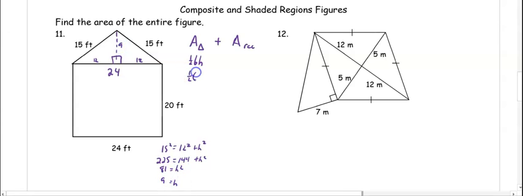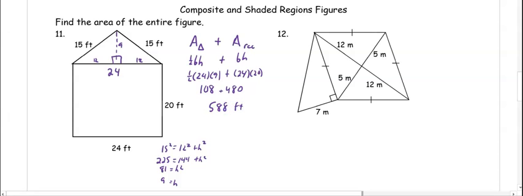So the area of the triangle would be 1/2, the base is 24 times 9. So we get 108. The area of the rectangle is base times height, so our base is 24 and our height is 20. So that's going to get us 480. We add these numbers together, we get 588 feet squared.